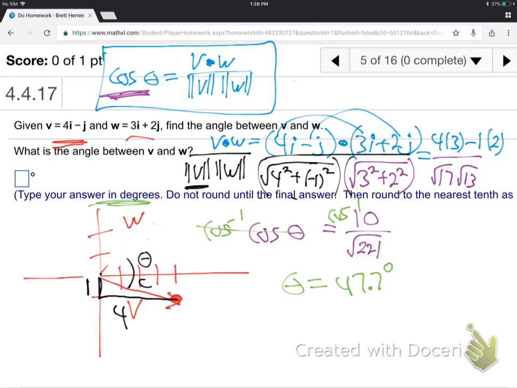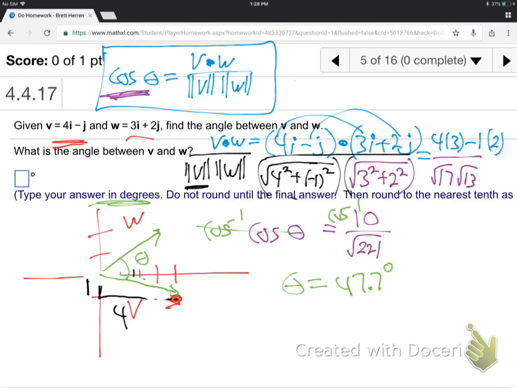See, my W comes up too far. Really, it's supposed to be over 3. It's supposed to be here. It doesn't go over far enough, and this part is supposed to be a little bit more like that. And so, yeah, it's a smaller angle. That looks a little bit better. 47 degrees. So that angle theta right there is 47.7 degrees, the angle between those two vectors.